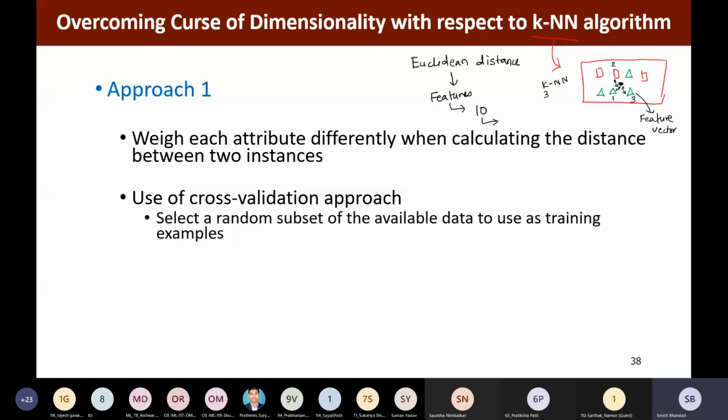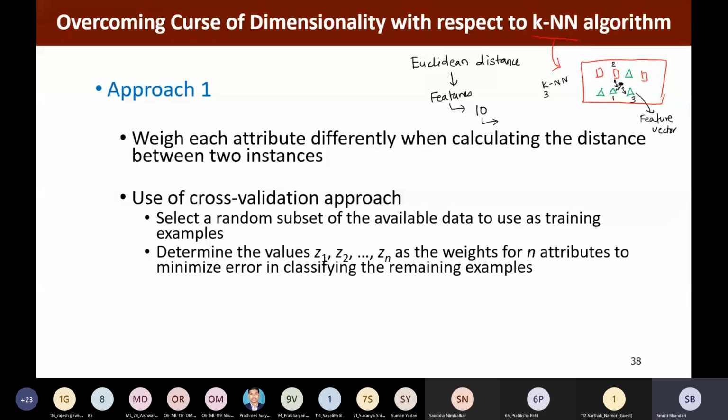Right? Also, we are using the cross-validation approach. So what we are going to do is, we are going to select a random subset of available data to use as training examples, and then we are going to determine the weights like Z1, Z2 up to Zn as the weights for n attributes.